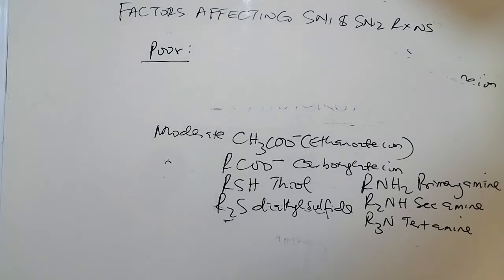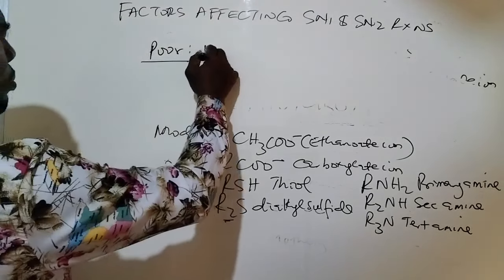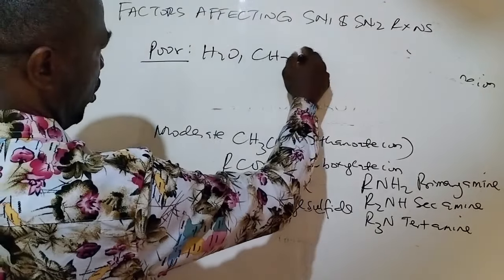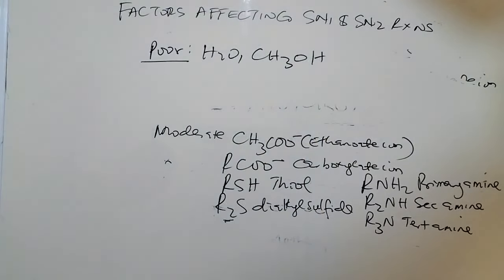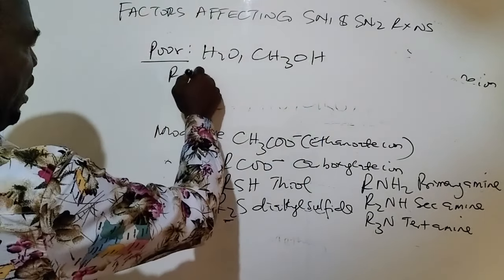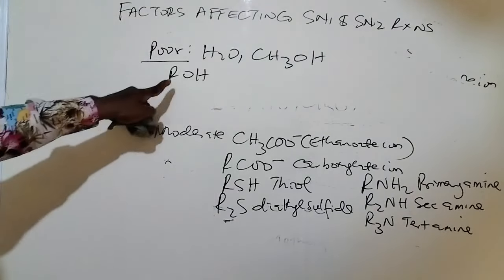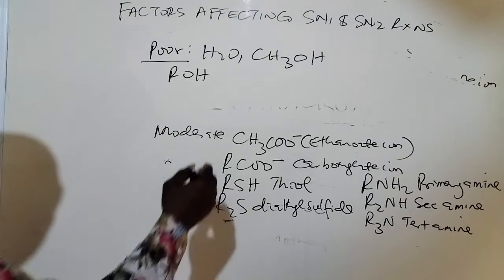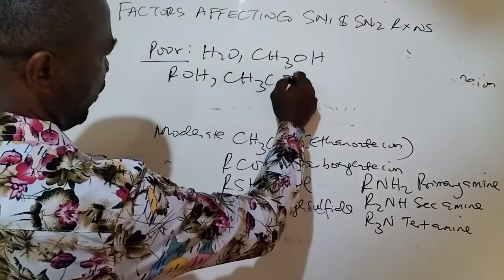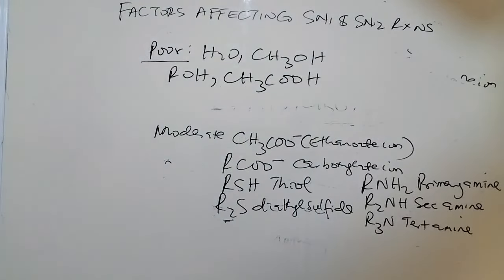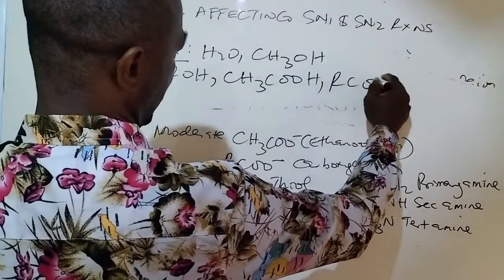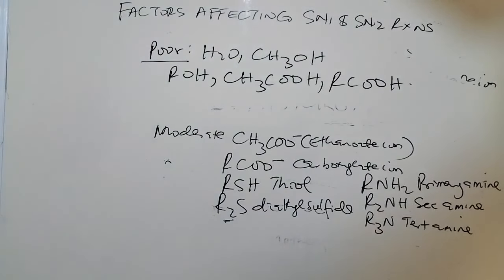The molecules considered poor nucleophiles include water, ethanol. These are poor nucleophiles, not good at all. That's why they're mainly found in SN1 reactions. Alkanols in general, this is your formula of monohydrate alkanols, ethanoic acid. So these ones are classified as poor nucleophiles and found mainly in SN1 mechanism, and then generally alkanoic acids. So these are poor nucleophiles.